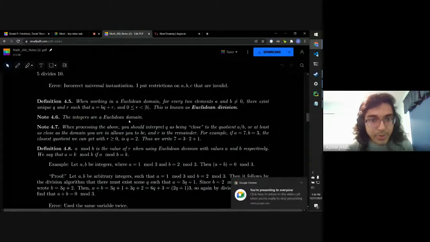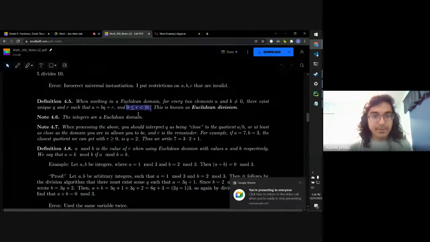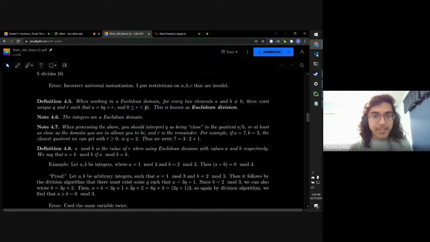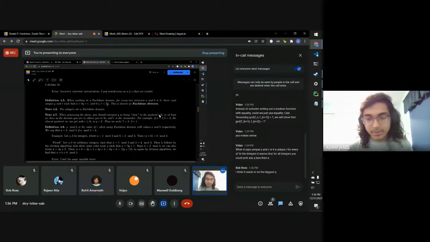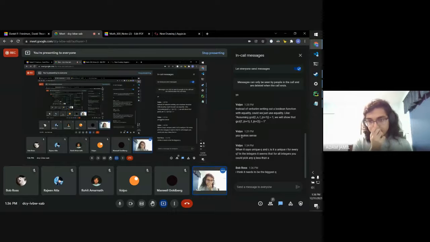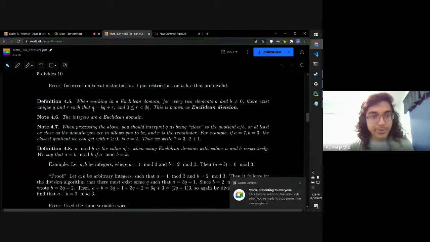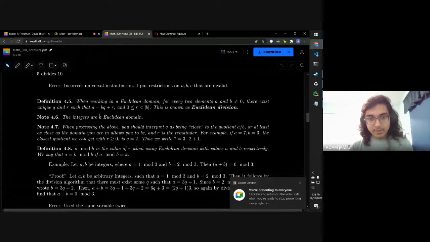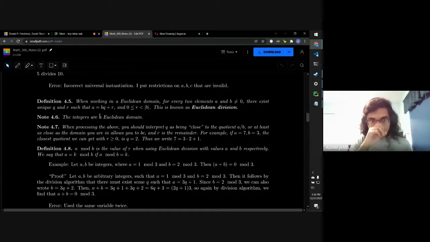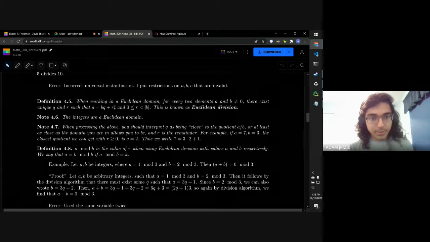Oh, remember there's a restriction on r. r needs to be non-negative, and it has to be less than the absolute value of b. There's nothing further you need to say. If you know floor division, then q will simply be the floor division of a and b. And then r will be uniquely determined, because if you know a, b, and q, then you can solve for r.